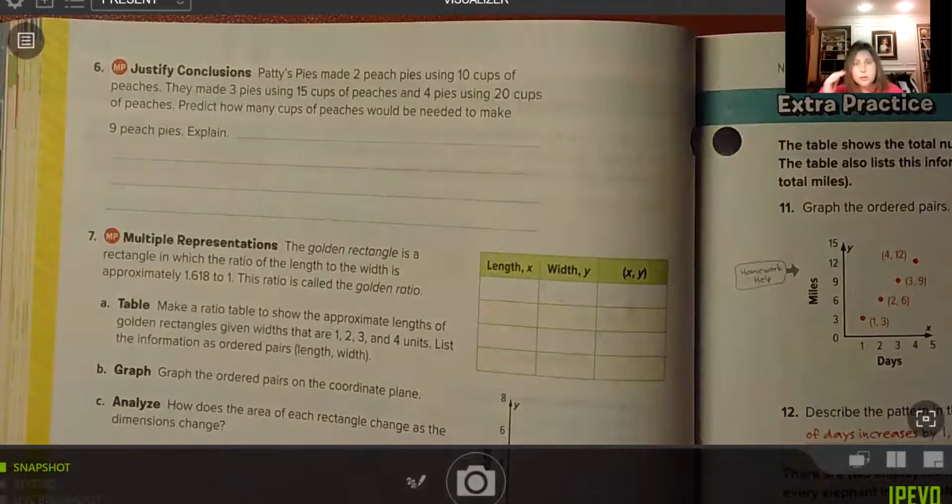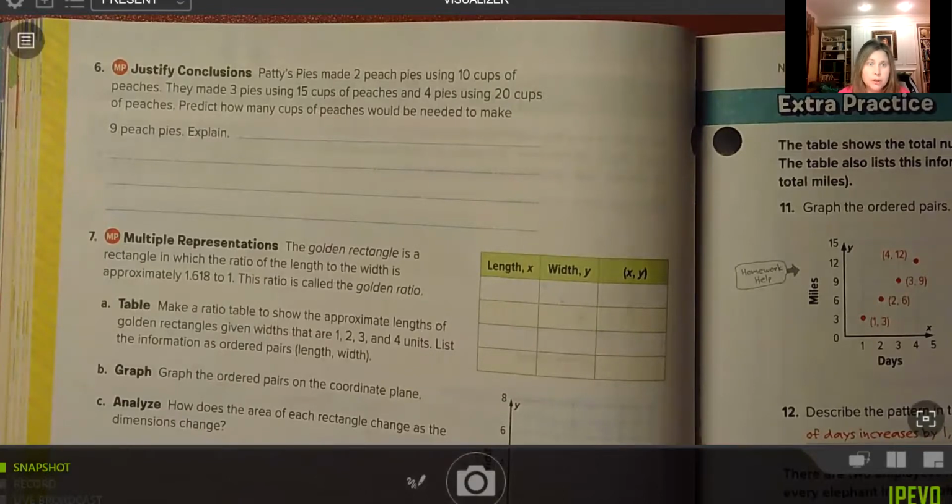So justify conclusions. Patty's Pies made 2 peach pies using 10 cups of peaches. They made 3 pies using 15 cups of peaches and 4 pies using 20 cups of peaches. Predict how many cups of peaches would be needed to make 9 peach pies. So we can see that 1 to 5 ratio.